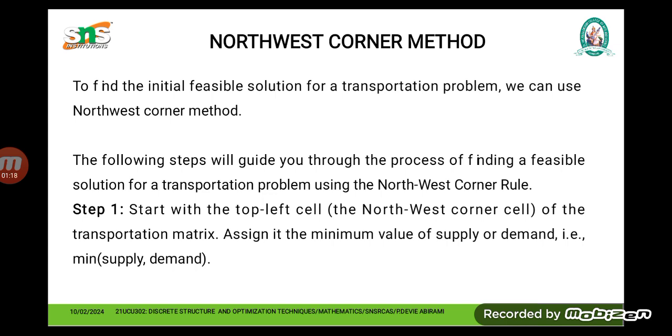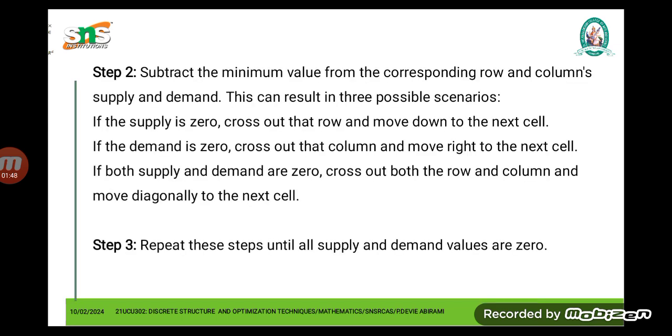There are so many methods in transportation problem. My first method is the northwest corner method. To find this, we are going to use the following steps. Step 1: we have to start our allocation at the northwest corner cell of the matrix. Assign the minimum value of the supply and the demand. That is, we compare the supply and the demand and take the minimum value alone.